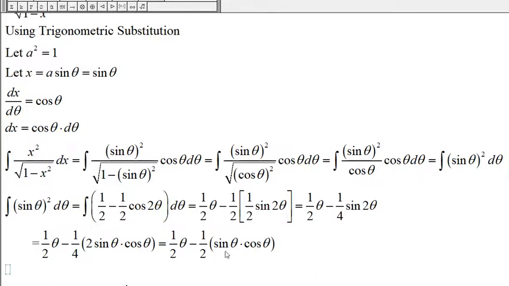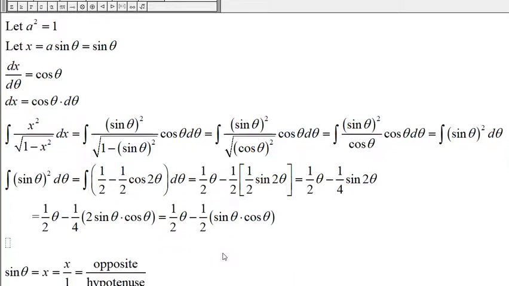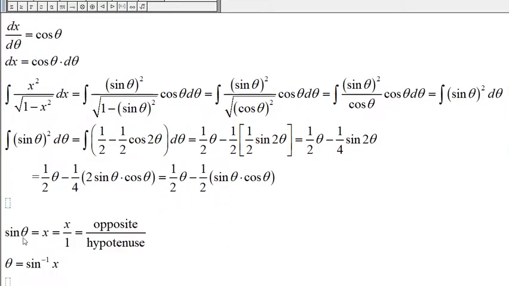And so now we need to rewrite this in terms of x. Sine of theta is equal to x, which is the same as x over 1, which means theta is equal to sine inverse of x. But here we also need to find cosine of theta. So in the place of sine of theta, we can put x, but we also need to find cosine of theta.